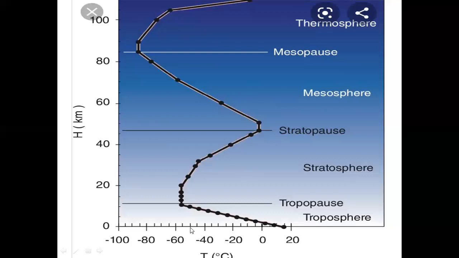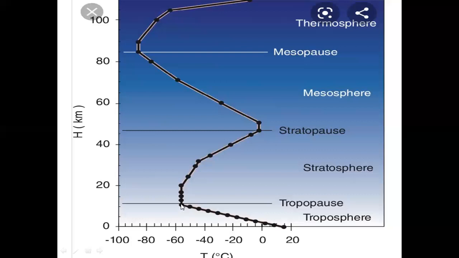Then we have the temperatures of these layers. The temperature of the troposphere is 17 degrees centigrade. From 17 degrees centigrade, it decreases as we go up in altitude. I told you for 1 kilometer, the decrease in temperature is 6.5 degrees centigrade. So the temperature of the troposphere decreases from 17 degrees centigrade till minus 55 degrees centigrade.